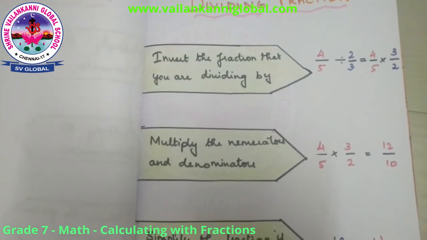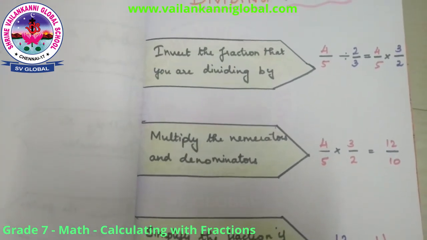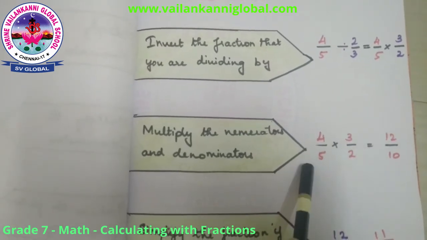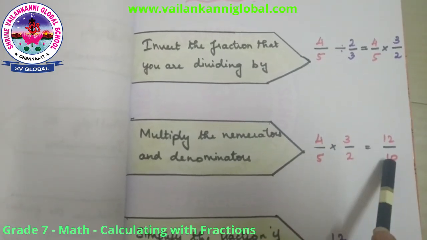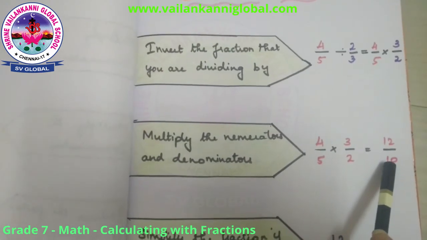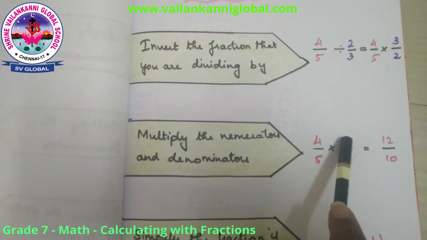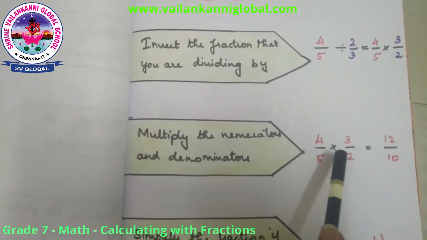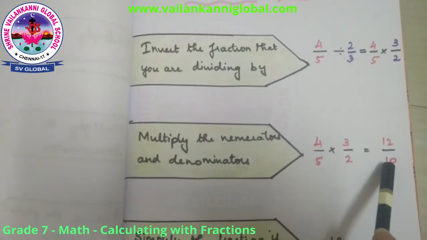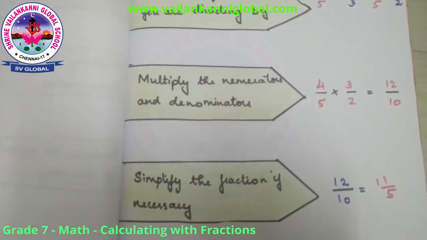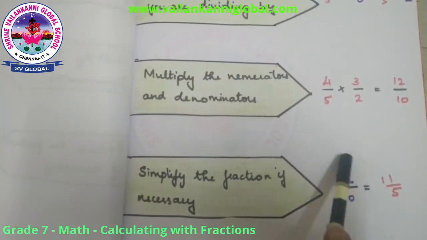Then the second step is to multiply the two numerators and multiply the two denominators. So 4 into 3 is 12, and 5 into 2 is 10. So 12 by 10. The last step is that we need to reduce the fraction.